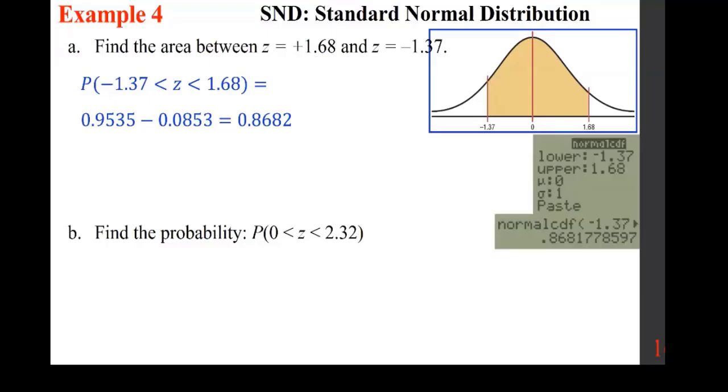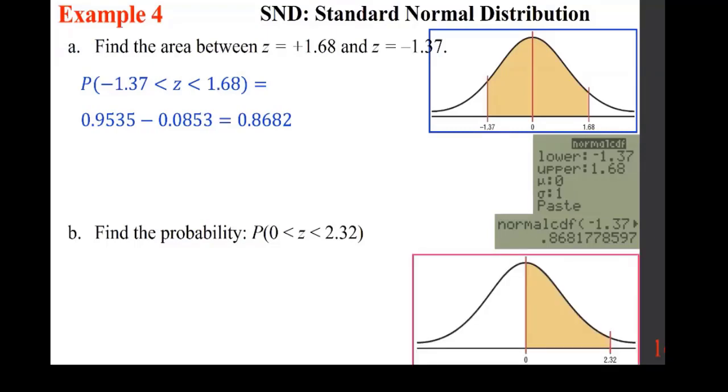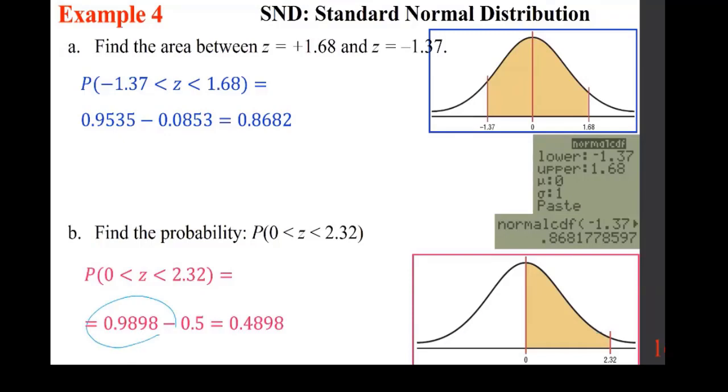I'm showing you the technology, how we use that. The next one, the area from 0 to 2.32, that's what we want. The area from -infinity to 2.32 is 0.9898. In other words, this represents this area. And then you subtract the left side, which is left side of the Z-score, which is 0.5.